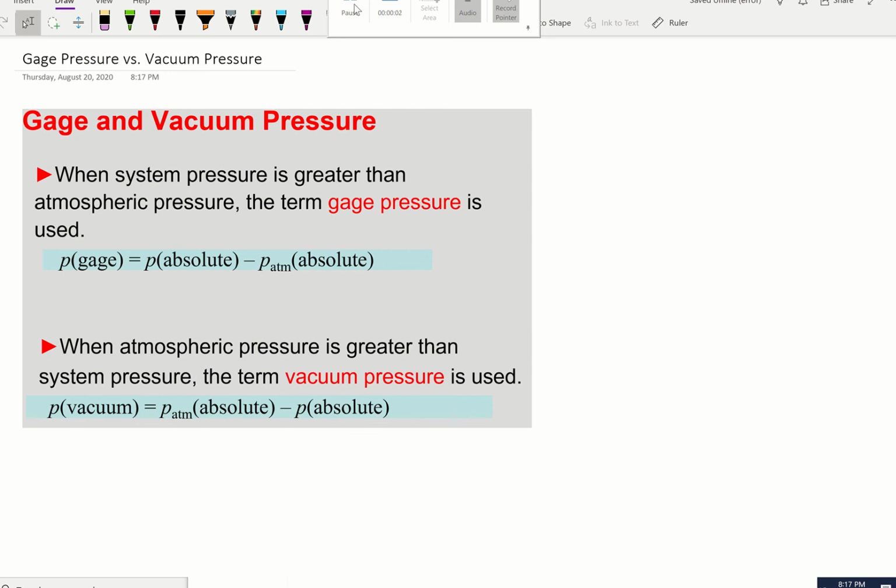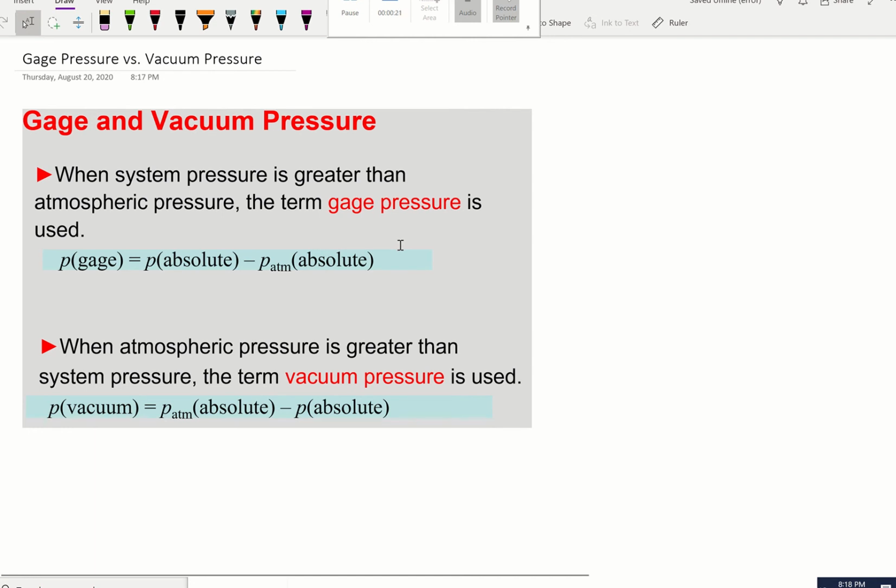Hi, in this video we will look into the difference between gauge pressure and vacuum pressure. If a system pressure is greater than the atmosphere pressure, then the term gauge pressure is used.